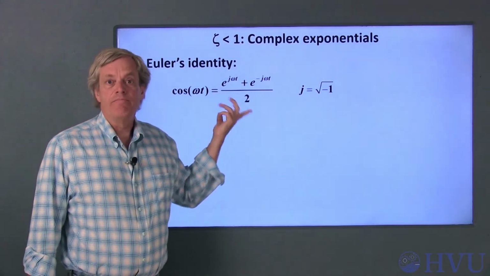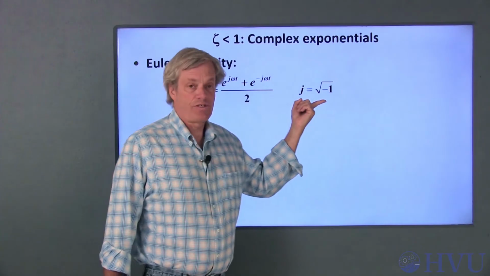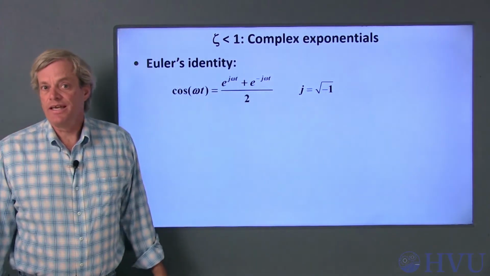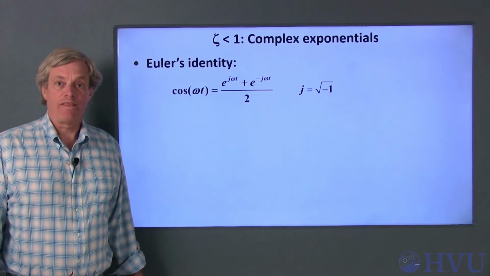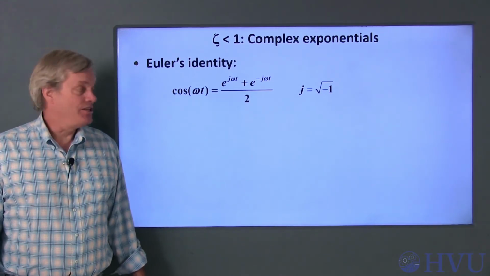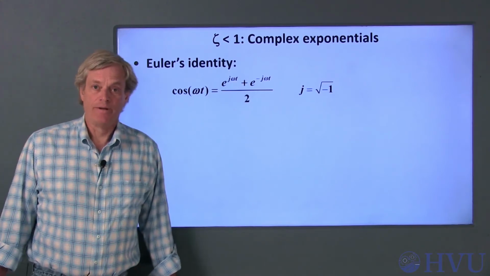J indicates an imaginary number. J is equal to the square root of negative 1. I is generally used to indicate the square root of negative 1 in physics and mathematics. However, electrical engineers use I for current and J for the square root of negative 1.